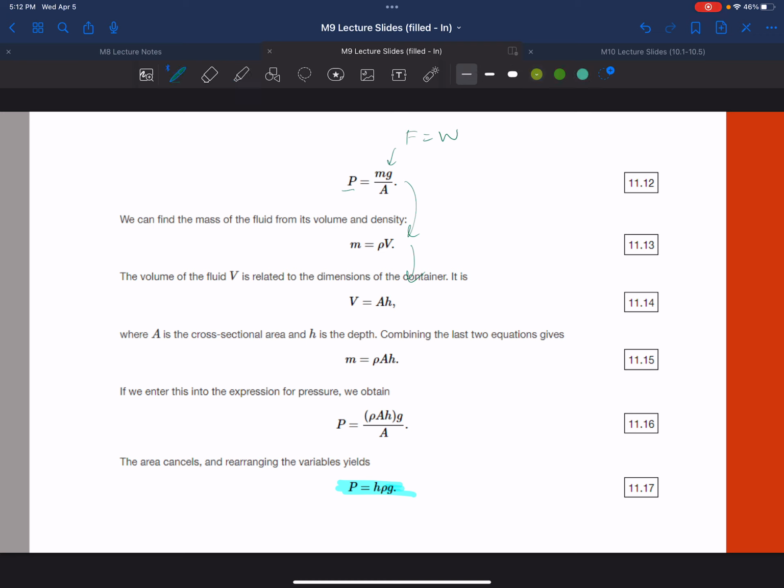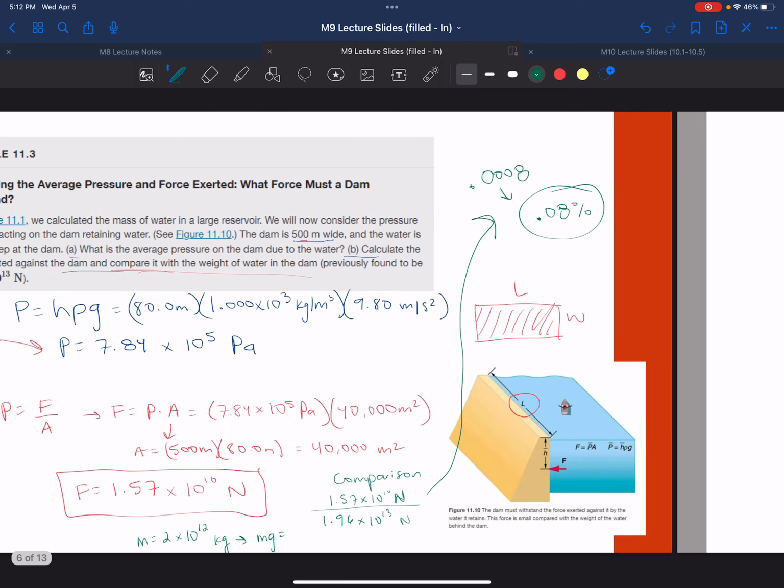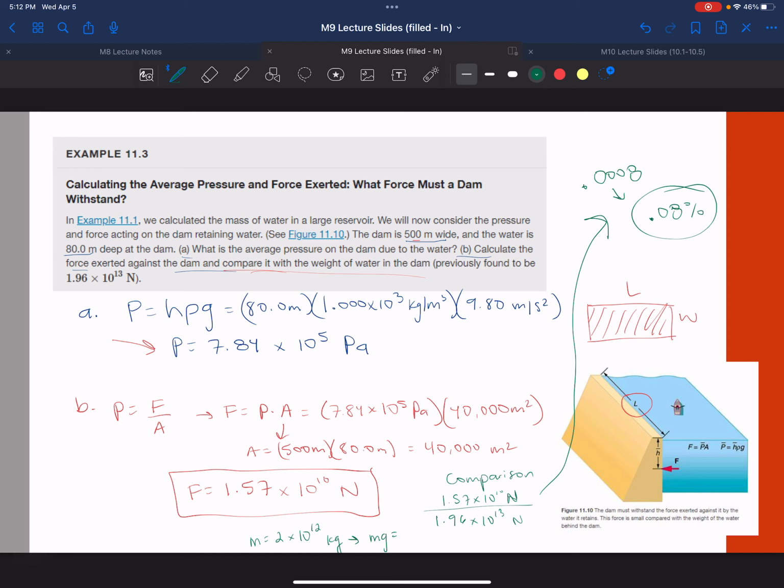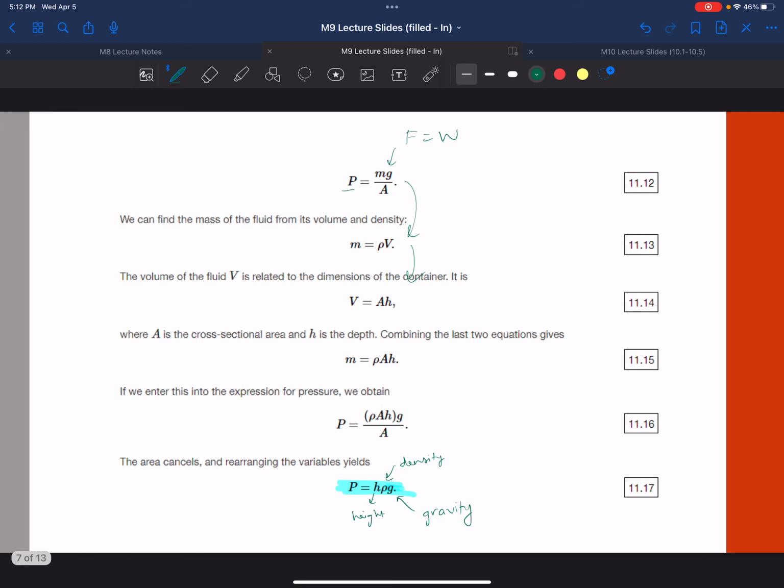So we now see that pressure also equals rho times g times h. H is height. Rho is density. And g again is gravity. You actually used this formula on the previous page, but I wanted to show you how that was obtained and how we can relate this back to force divided by area.